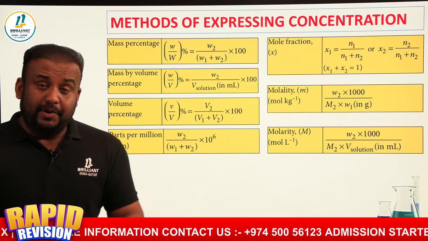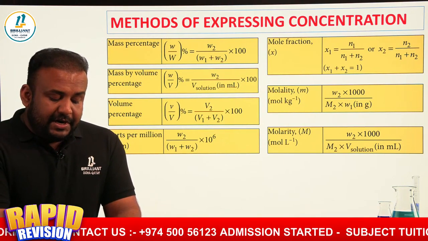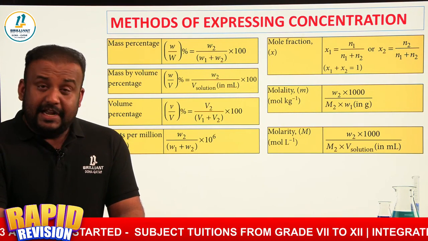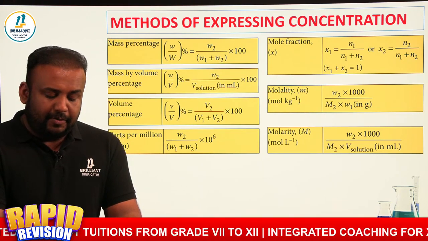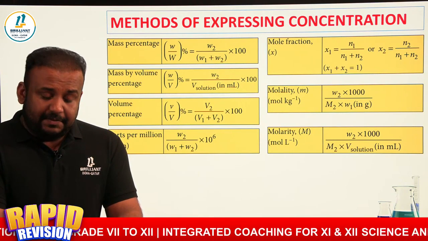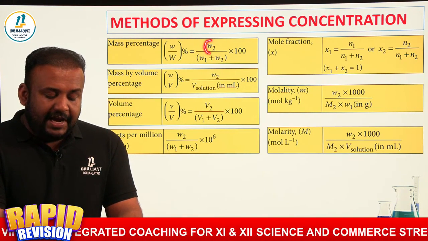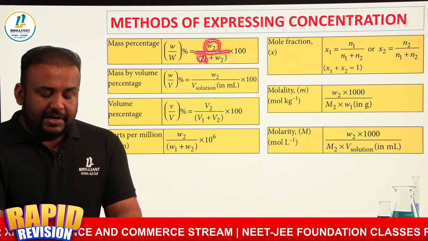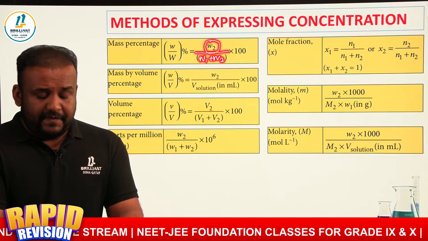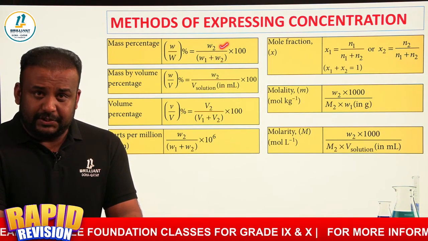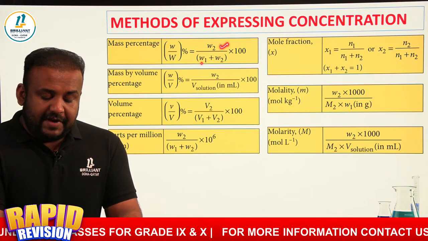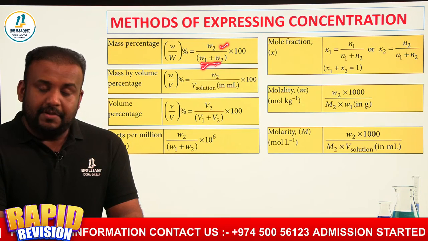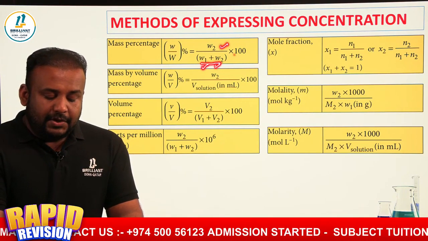I believe all of you remember this formula. First one is mass percentage. Many numericals are not asked from this section, but I'll just have a quick recap of this formula. Mass percentage of any substance can be expressed as the weight of the substance in grams divided by the total weight of the solution. So the weight of the substance means here the weight of the solute, or the amount of the solute dissolved, divided by the total weight of the solution, which is the combined weight of the solute plus the solvent, into 100.